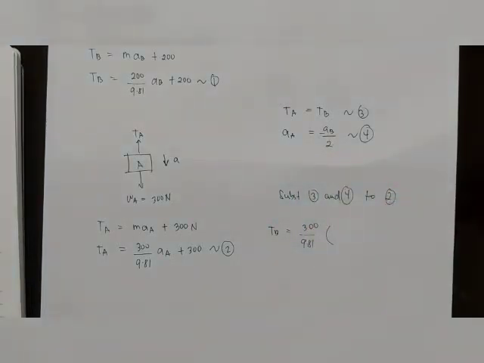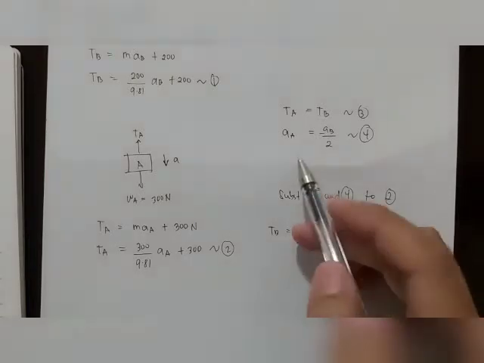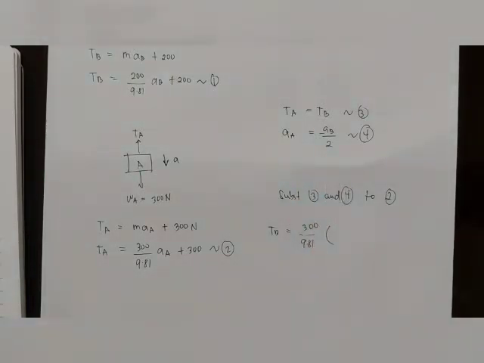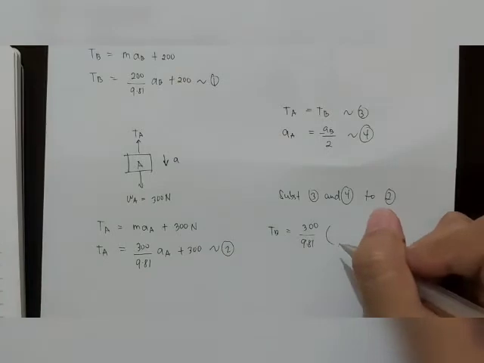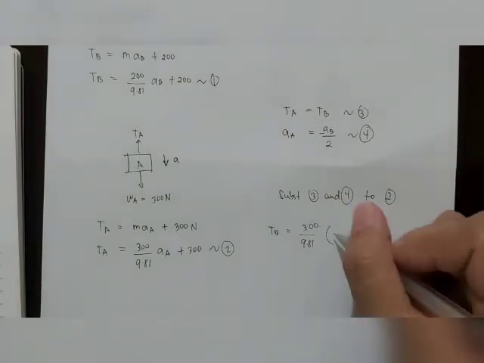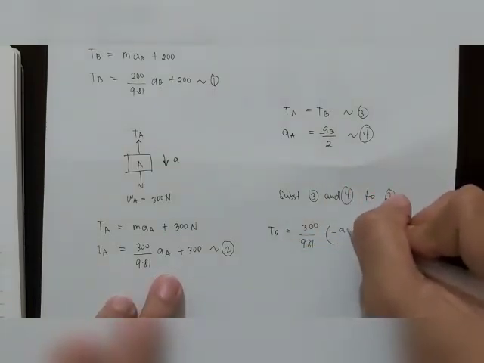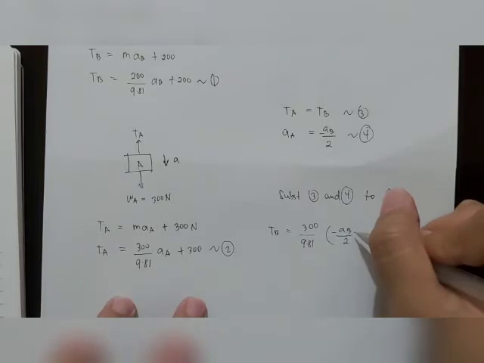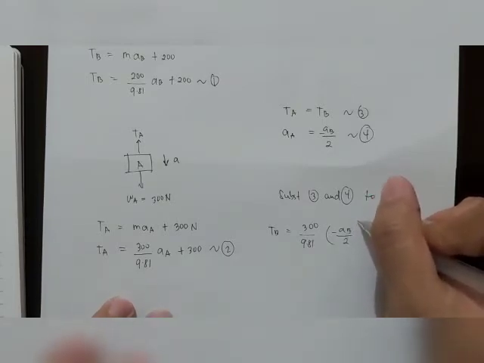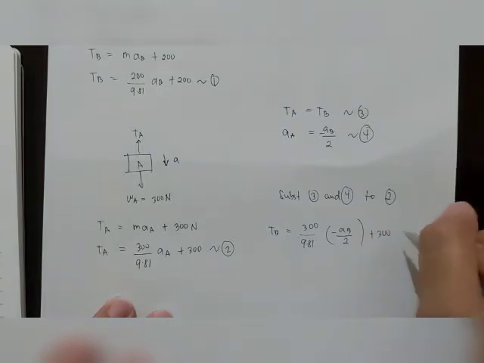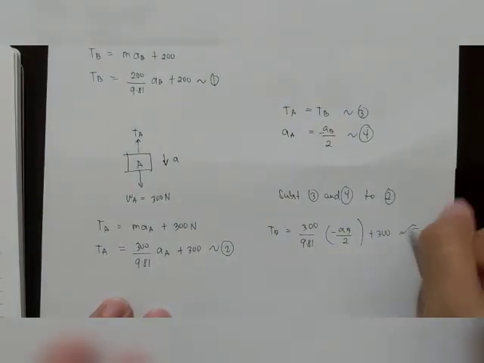So inassume natin na positive sa A and then negative sa B. Okay. So TB is equal to 300, and then acceleration A is equal to negative AB all over 2. So acceleration of B all over 2 plus 300. So we have now the equation 5.